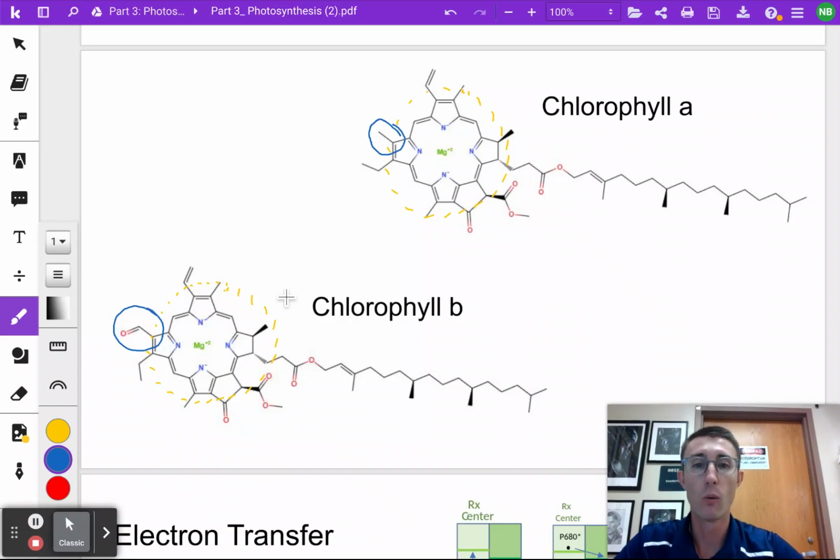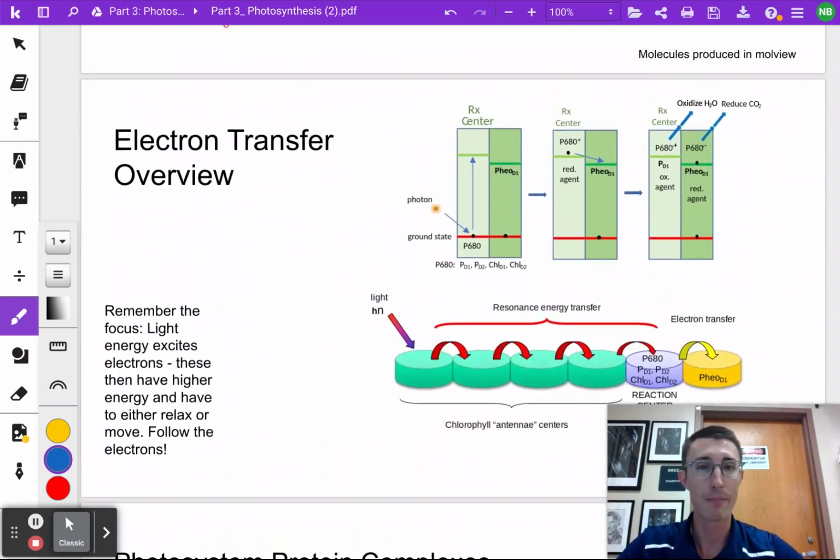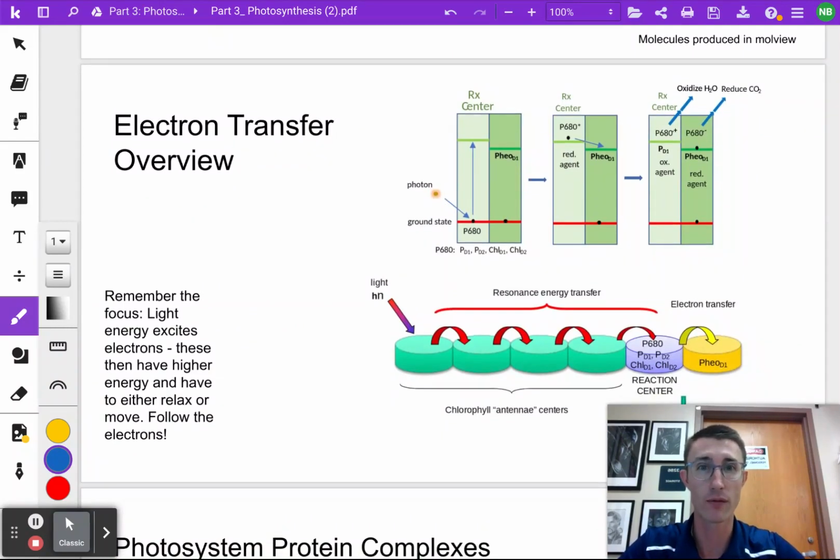So when we get this electron transfer, let's look at what's happening once that electron in the porphyrin ring gets excited.